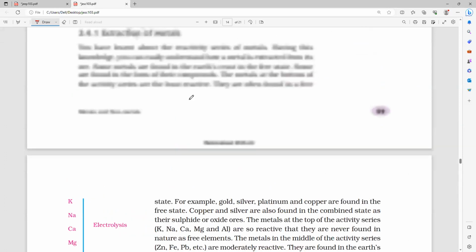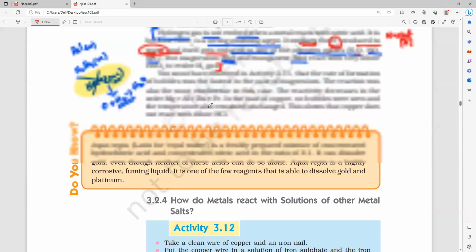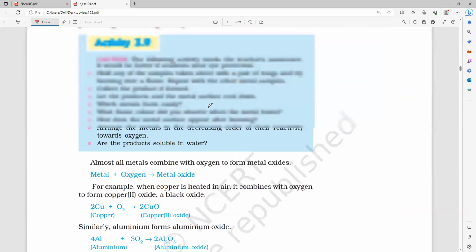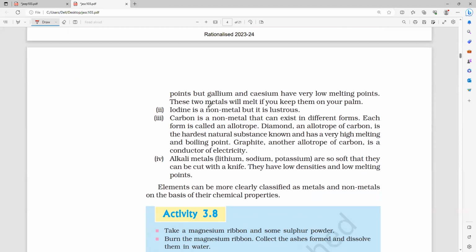I came in physical properties of non-metals. On the day I showed you allotropy, the allotropes of carbon. What are the allotropes of carbon, everybody? Diamond and graphite. Carbon is a non-metal that can exist in different forms. Each form is called an allotrope, with the same chemical formula but different physical structure. That is what we call allotropy. Again, same chemical formula, but different physical appearance.